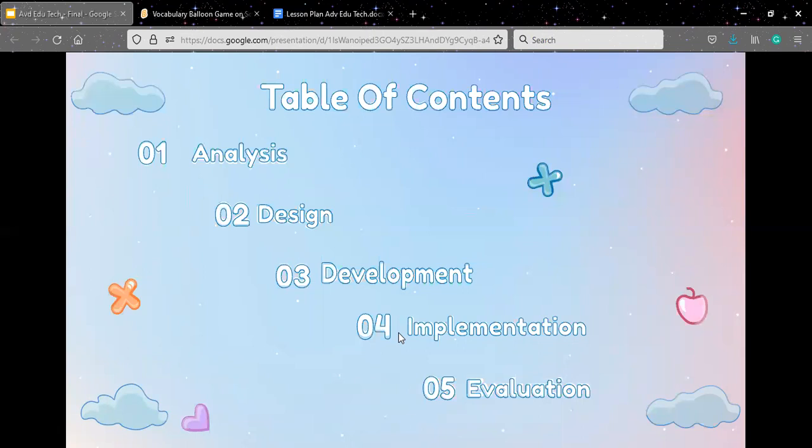So the table of contents of this presentation shows the ADDIE model, which includes 5 stages. The first is analysis, the second is design, the third is development, the fourth implementation, and the last evaluation.